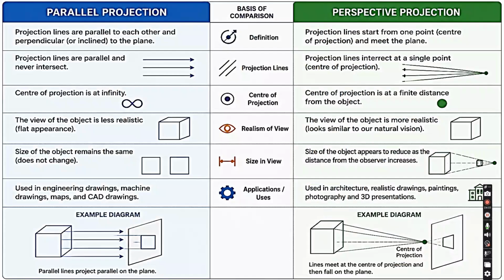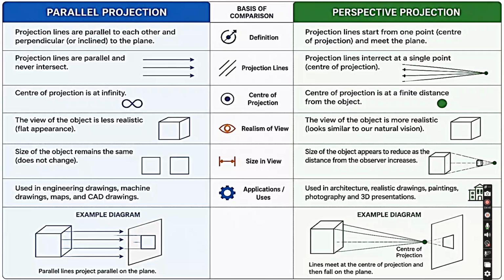For the parallel projection and perspective projection: in parallel projection, the projection lines are parallel to each other and perpendicular to the plane. That is the main definition of parallel projection. In perspective projection, the projection lines start from one point and meet the plane. In parallel projection, the projection lines are parallel and never intersect. In perspective projection, the projection lines intersect at the center of projection. In parallel projection, the center of projection is at infinity, and in perspective projection, the center of projection is at a finite distance from the object. In parallel projection, the view of the object has a flat appearance.